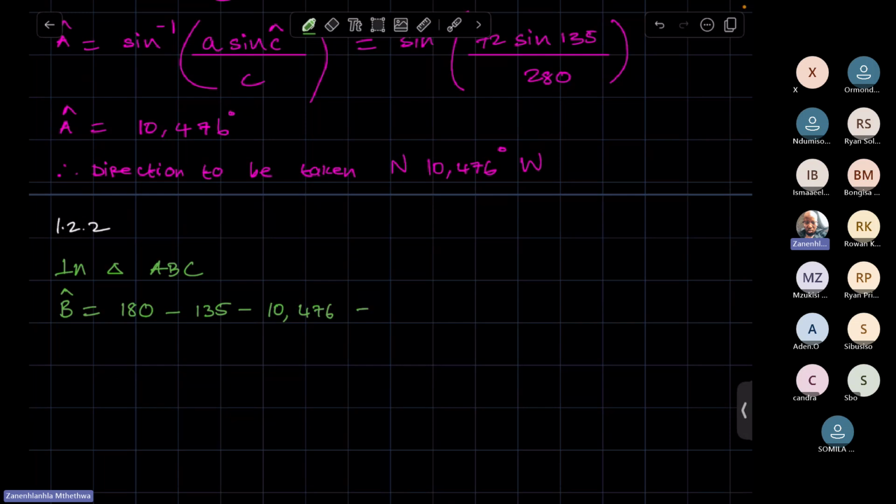Angle B is equal to 180 minus 135 minus 10.476. What is 180 minus 135 minus 10.476? What do we get? 34.524. So 34.524 degrees.